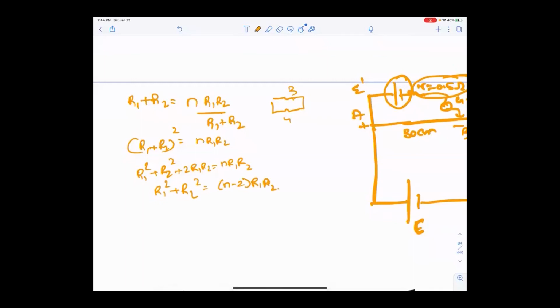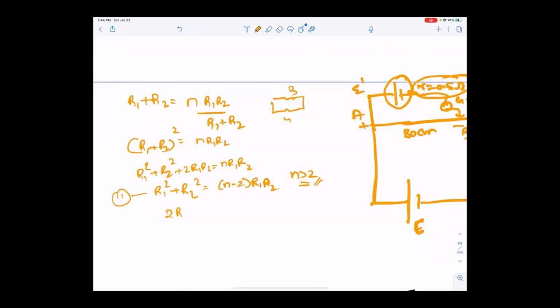So one case is N should be greater than 2, or else it will become negative. Then R1, R2 both are variables, so you cannot say one is more and one is less, like one is infinity and the other is 1. The only possibility is both are equal, because we have two variables and one equation. How can you solve it? It's just a boundary condition. So here the only possibility is they should be equal. So in that case, what are we getting?